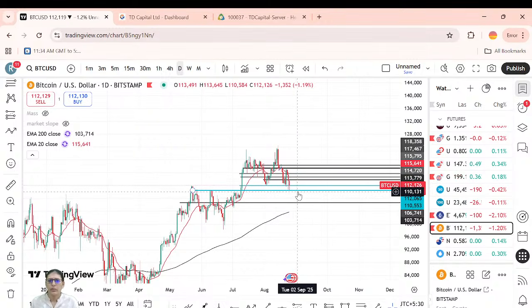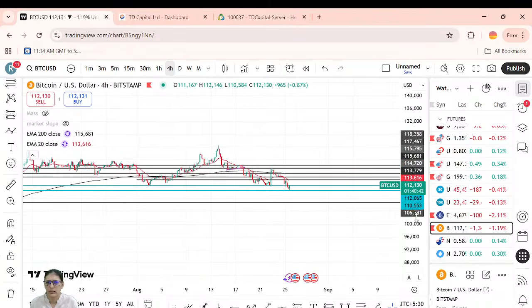So on a daily time frame, it might just rise from here or it can do a correction at least till this area.